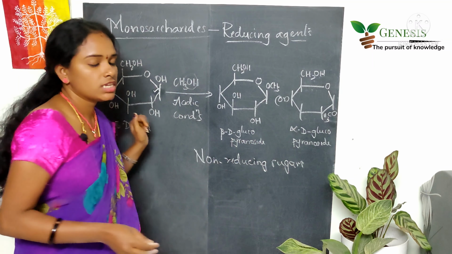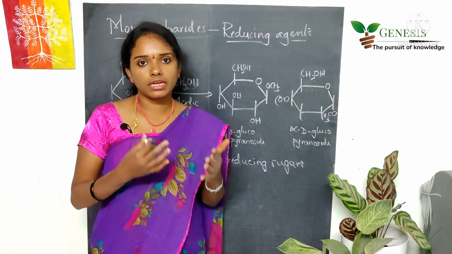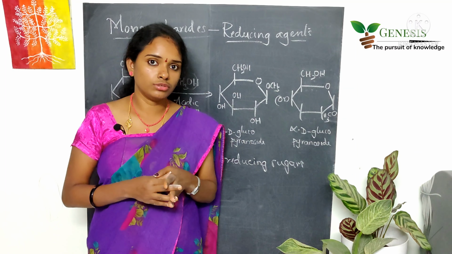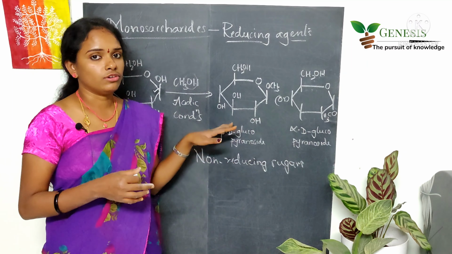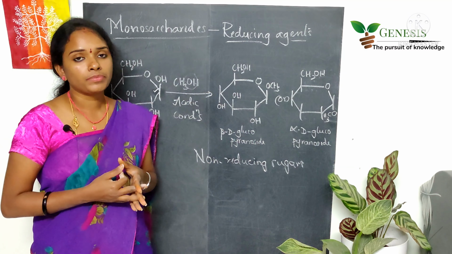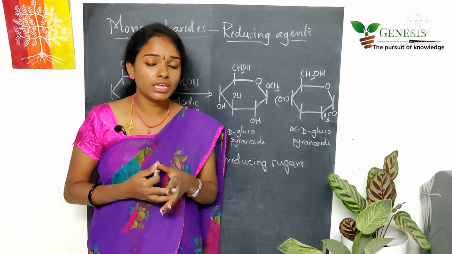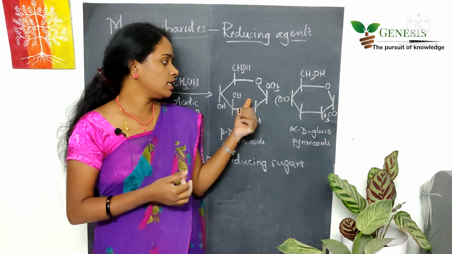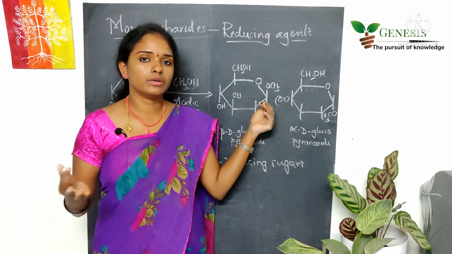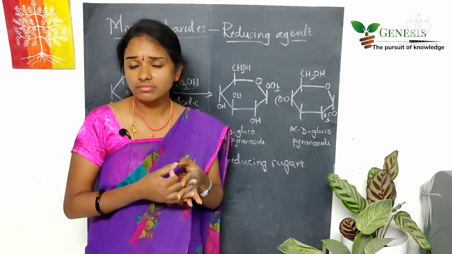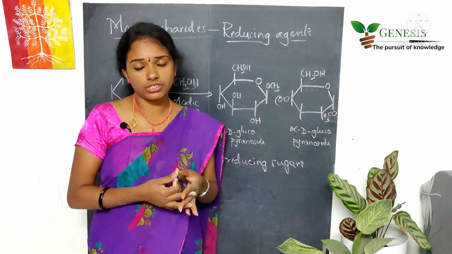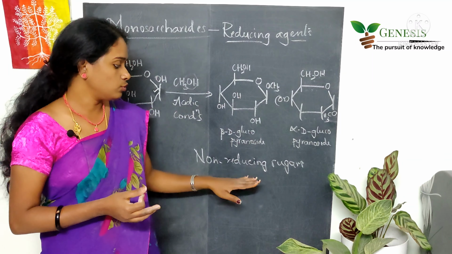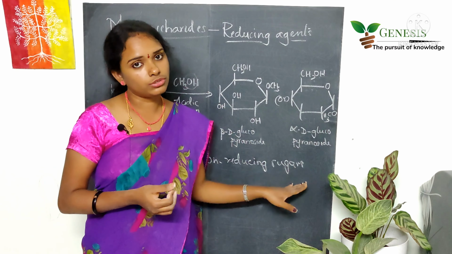So open chain structures, since the aldehyde group is free, can readily undergo the reaction with oxidizing agents. Those are called reducing sugars. But the glycosides of glucose cannot readily undergo the reaction with oxidizing agents because the aldehyde group is not free to be converted to its open chain structure. So they cannot undergo the reaction. Those sugars that are unable to react with oxidizing agents are called non-reducing sugars.